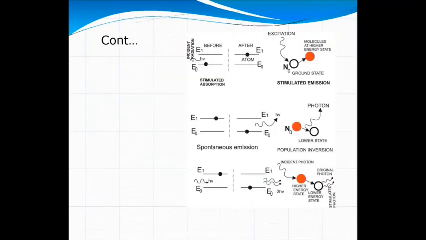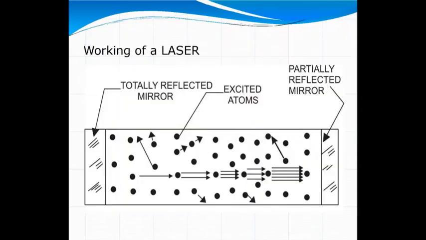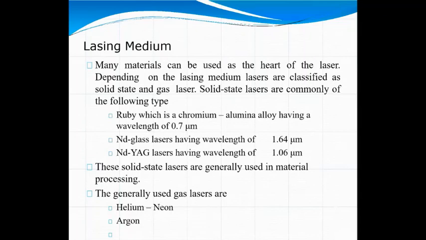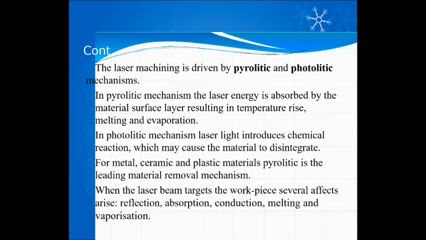The working of the laser is lasing the various light rays. Any material can be used as the lasing medium, and the type of laser depends upon the lasing medium. Laser machining is driven by pyrolytic and photolytic mechanisms. The surface reflectivity depends upon the surface roughness and the laser wavelength.